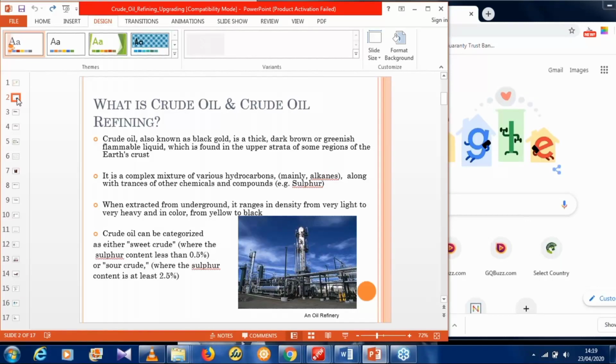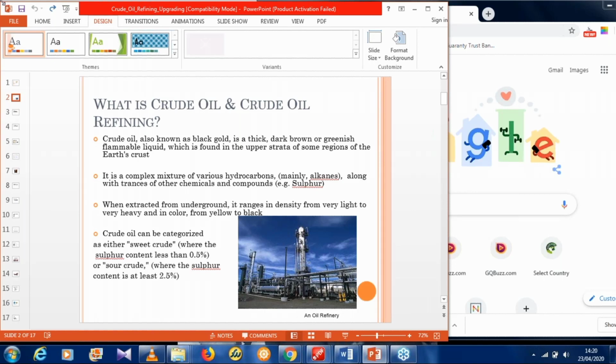I believe many of us have already gotten the foundation of how crude oil is formed, from plankton, that is very minute microorganisms called zooplankton or phytoplankton. That's the animal plankton or the plant plankton. Now, it's a complex mixture and it's basically hydrocarbon.